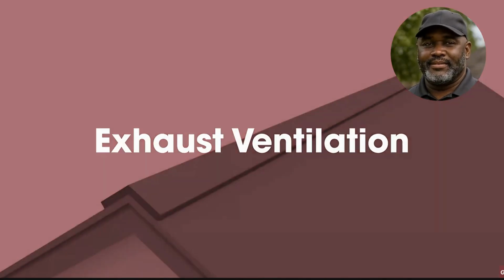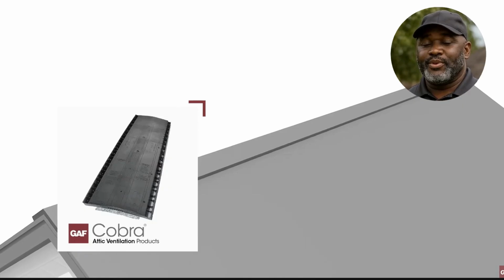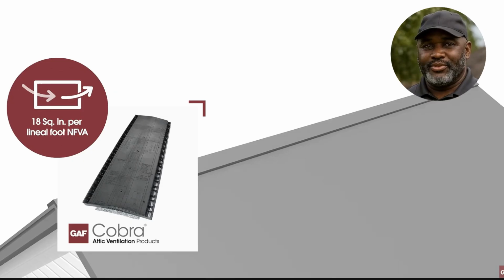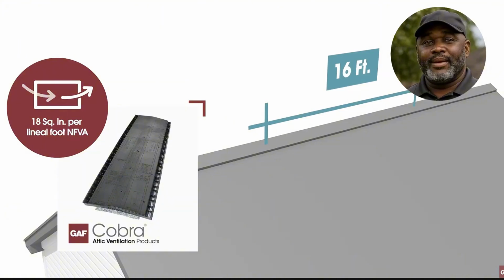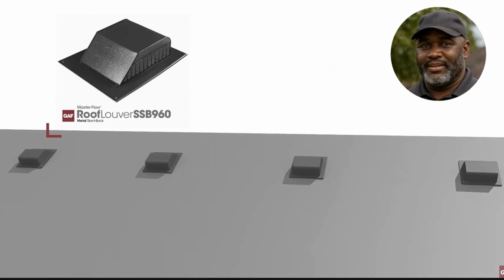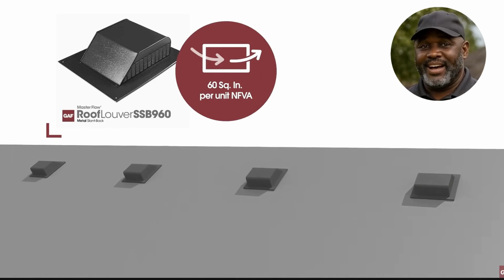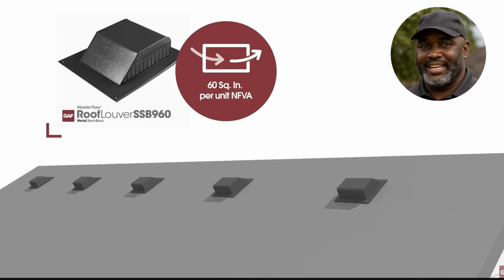Exhaust ventilation. The same approach applies to determining the amount of exhaust ventilation product you will need. If we use a Cobra 4-foot plastic ridge vent, it has an NFVA of 18 square inches per lineal foot. Therefore, we will need 16 linear feet of venting to meet the minimum exhaust ventilation requirement. But if we use Master Flow SSB 960 slantback metal roof louver, each unit has an NFVA rating of 60 square inches. So we need 5 vents to reach the minimum NFVA exhaust ventilation requirement of 288 square inches for this attic.